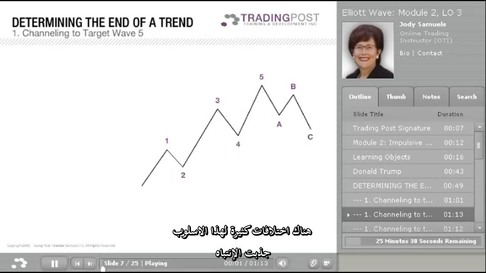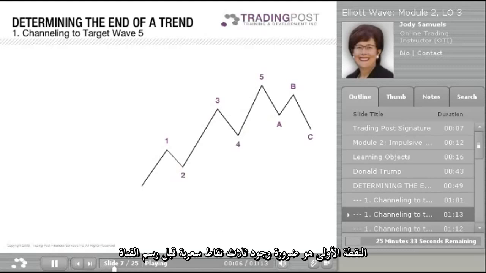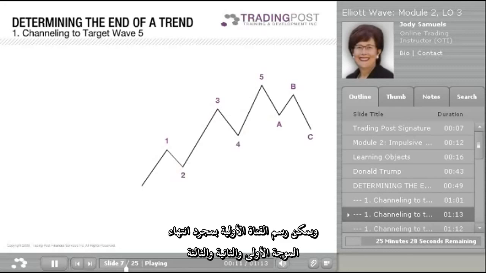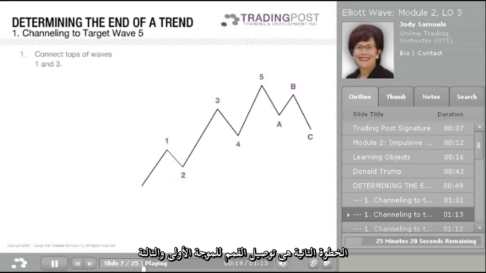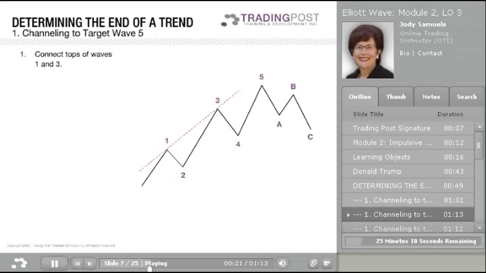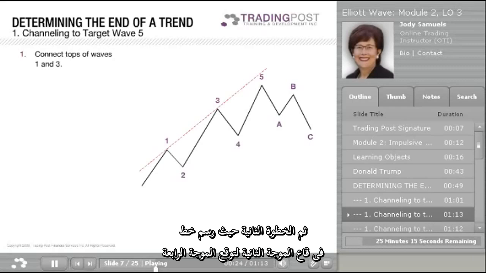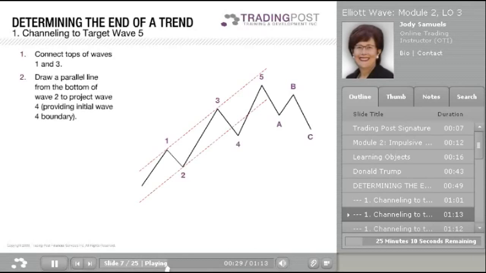There are some variations to this technique which have gathered attention. The first point to make is that 3 reference points are required before drawing a channel. An initial channel can be drawn once waves 1, 2, and 3 are complete. The first step is to connect the tops of waves 1 and 3. Then step 2 is to draw a parallel line off the bottom of wave 2 to project wave 4. This provides the initial wave 4 boundary. As you can see, wave 4 moves outside of the initial channel boundaries.